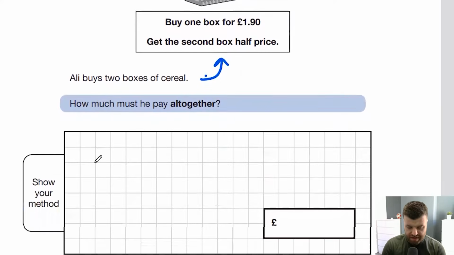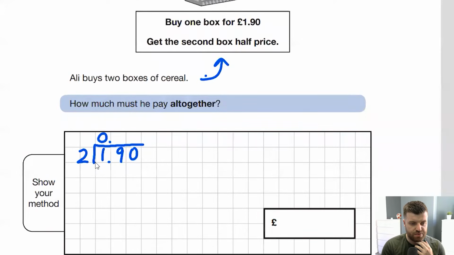Okay, well, we know the first box is going to be worth £1.90, but the second box, that's half price. So I'm going to divide this by 2. £1.90 divided by 2. 0, whack up our decimal, exchange over the 1. How many 2's fit into 19? 9 of them with 1 left over. How many 2's fit into 10? 5. Aha, here we go. So the second box is worth 95 pence.